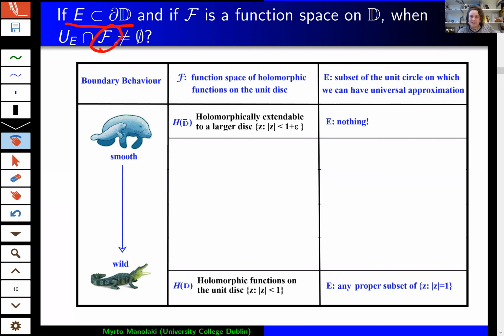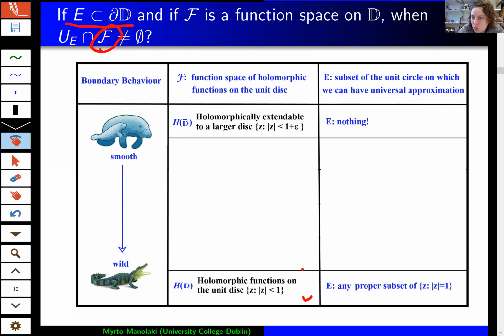So I write here, I know Merik is from Florida, so he probably knows. So that's why I write here the boundary behavior and I rank it from very smooth, using the Floridian amenities, to very wild, using, of course, the alligators. My biggest fear doing the postdoc in Florida was that I would be bitten by an alligator. And here in the second column, I have function spaces of holomorphic functions on the unit disk. So the largest space you can imagine is the one where you don't put any extra assumption.